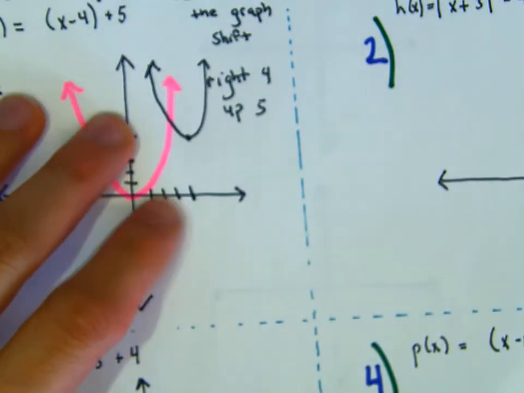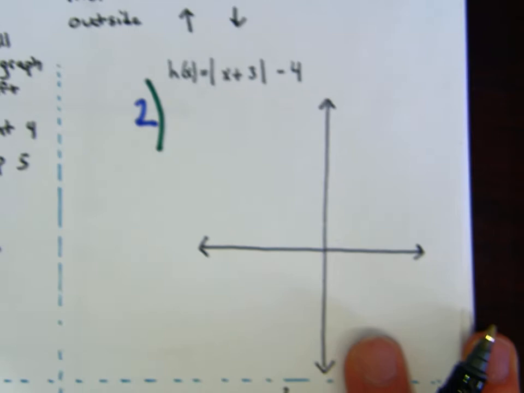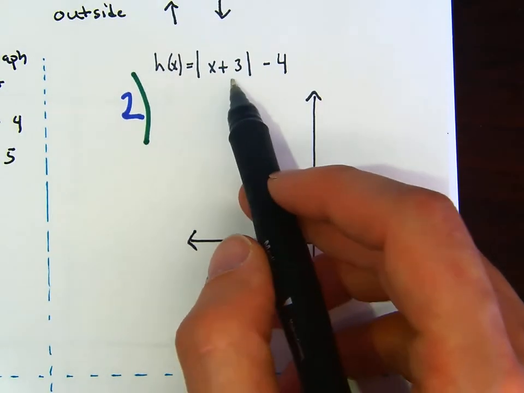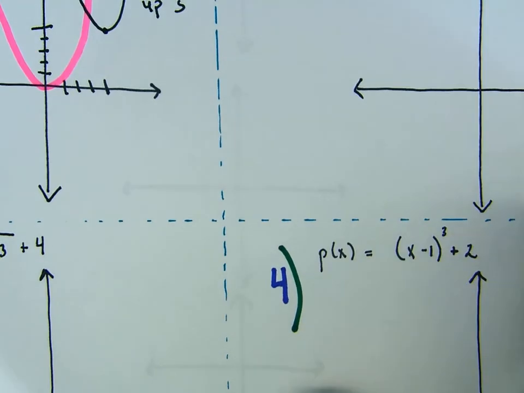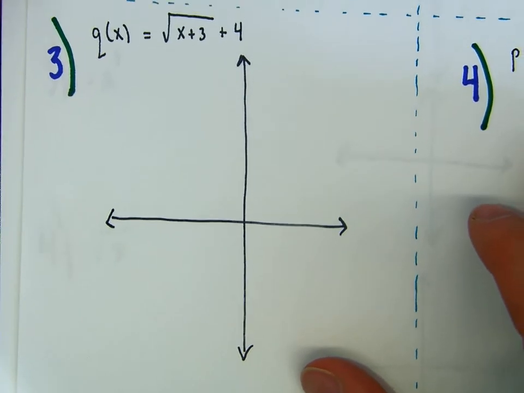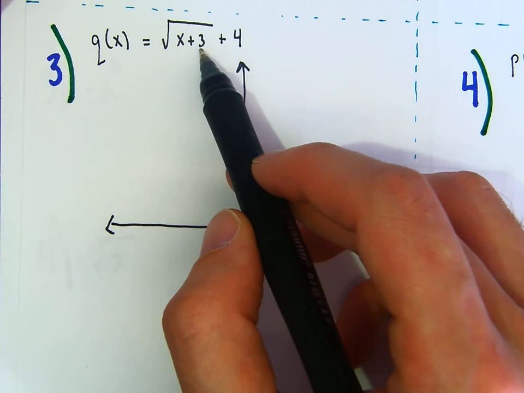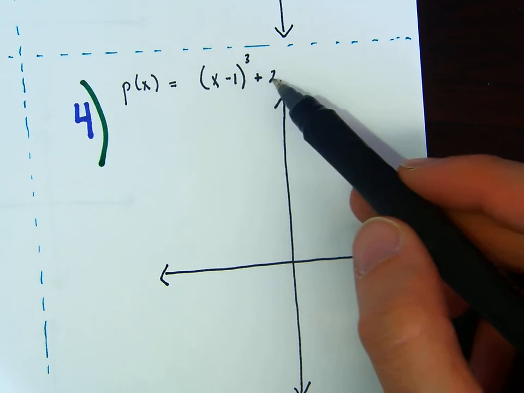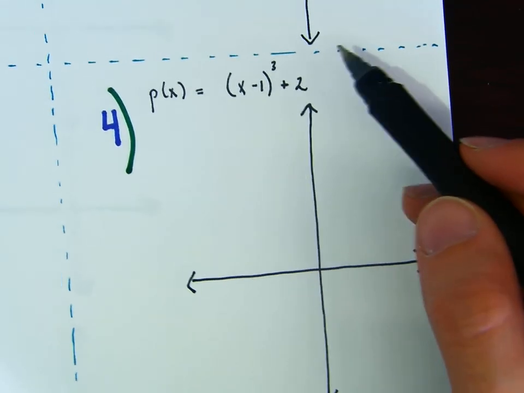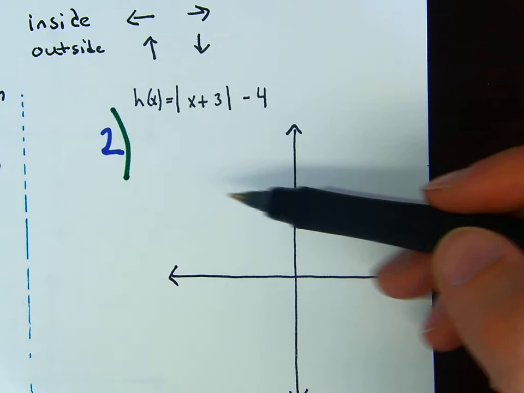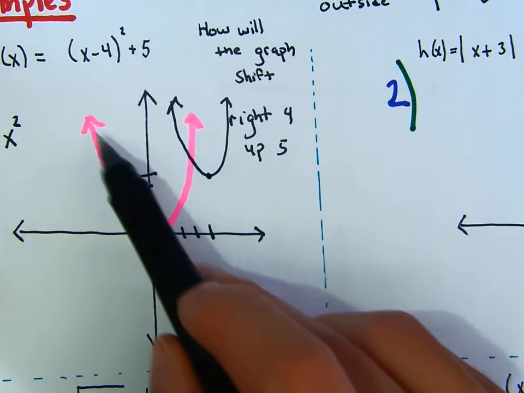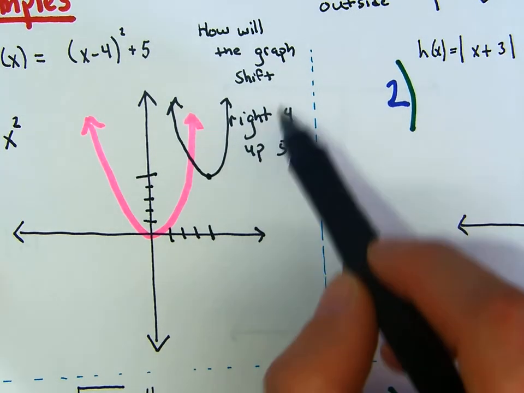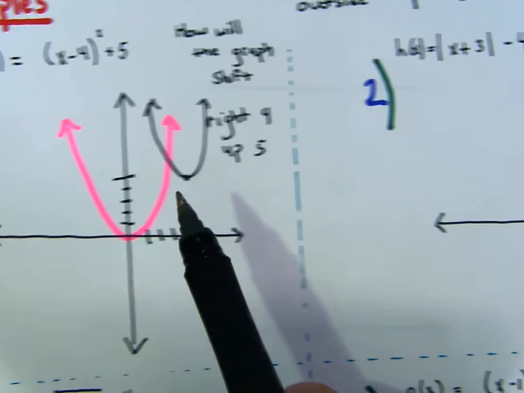What I'd like you to do is try and do question 2. Pause the video, right? Have this one down. Here, this is absolute value of x plus 3 minus 4. Take a look at question number 3. How does the square root of x plus 3 shift? And how should it look like? And this one would be x minus 1 cubed plus 2. Okay, so pause the video and try and draw what they will look like. Draw what they will look like and how does it shift, right? Actually, you should probably write how it shifts first, then draw it out, right?